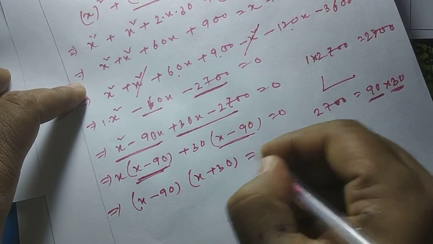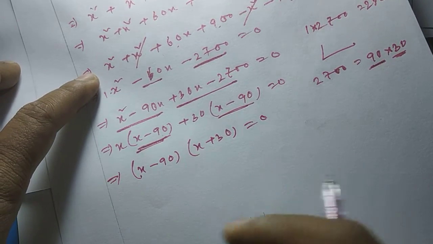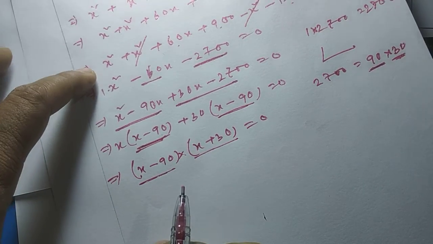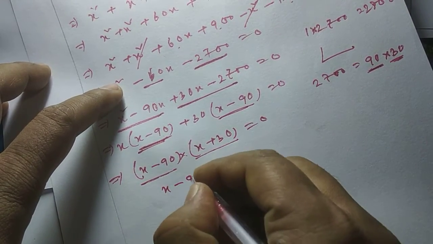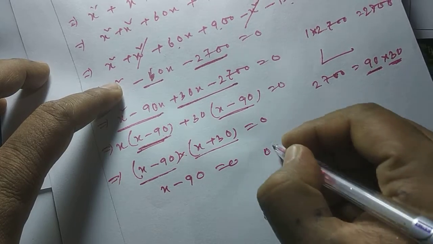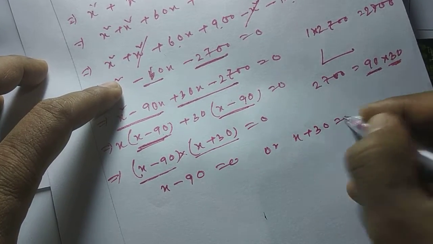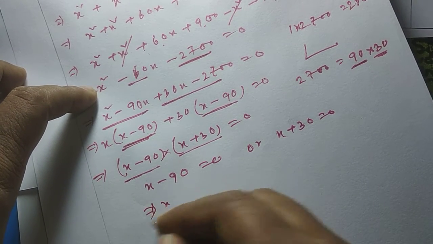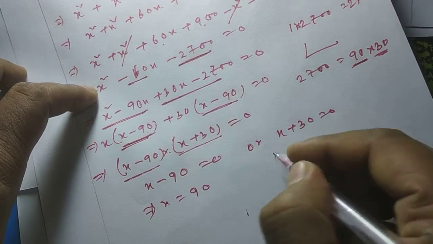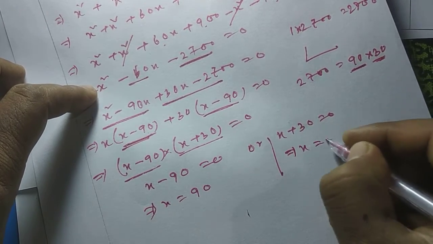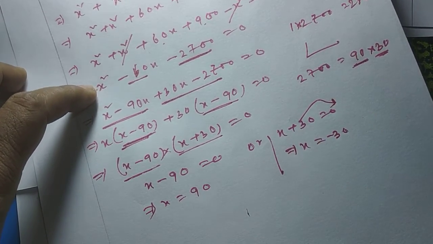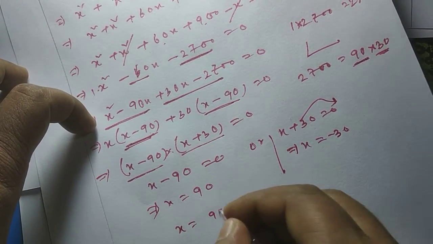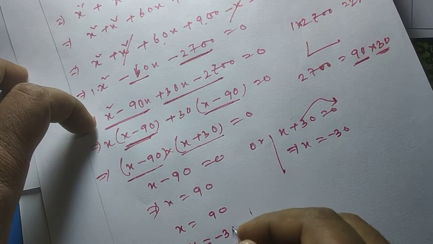We have done so many problems like that. So ultimately we have got two factors multiplied here. So we can say either x minus 90 equal to 0 or x plus 30 equal to 0. Understood or not? Here it becomes x equal to 90 and here x becomes minus 30. So we have got two values: x equal to 90, x equal to minus 30.